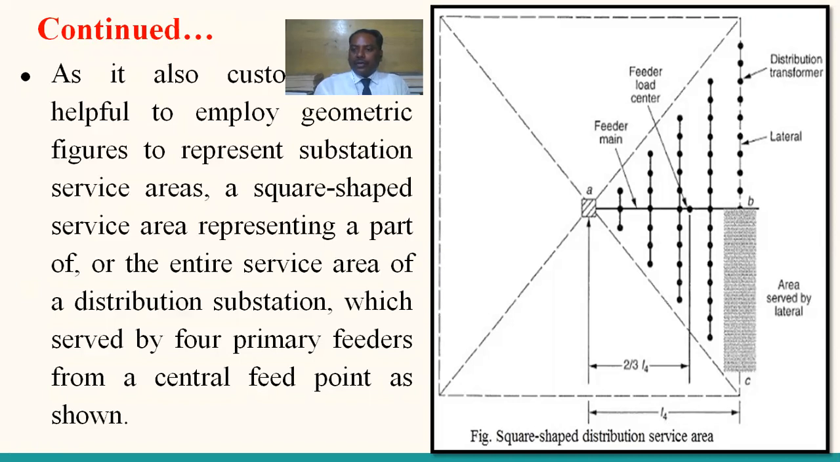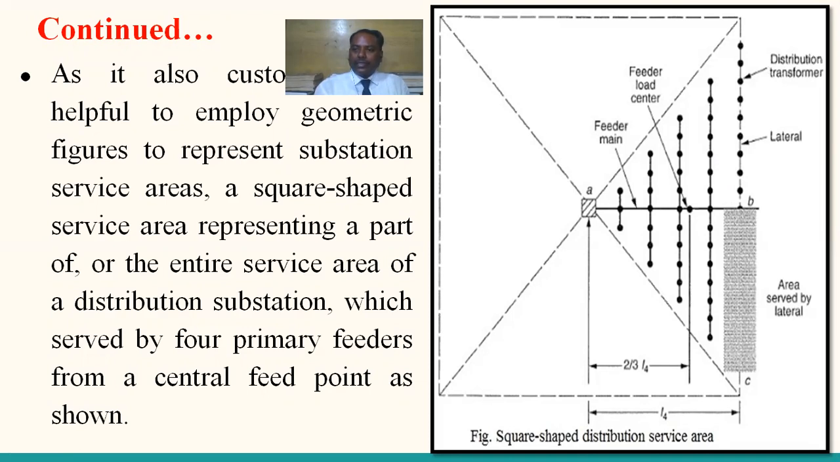And during the power transfer, this is the main feeder, and this is the feeder load center. The load center is always located at 2/3 of L4. That means 2/3 of the distance in the total distance. So see, all the dots represent the location of distribution transformers in various load centers.